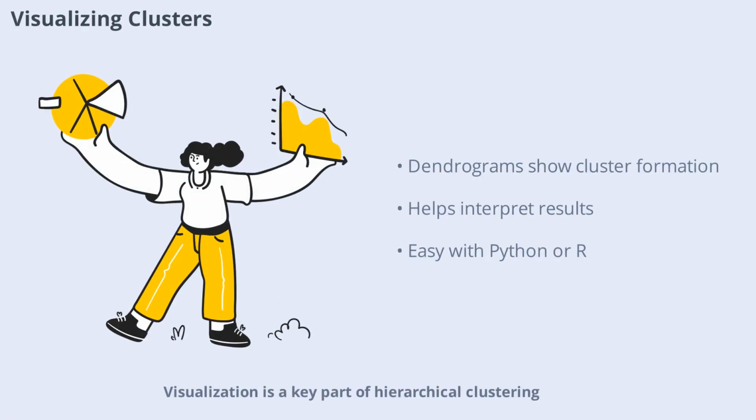Visualization is a key part of hierarchical clustering. By plotting the dendrogram, you can see how clusters are formed and decide where to cut the tree to get meaningful groups. Visualizations help you interpret the results and communicate your findings to others. Tools like Python's SciPy and R's hclust make it easy to generate dendrograms and explore your data visually.